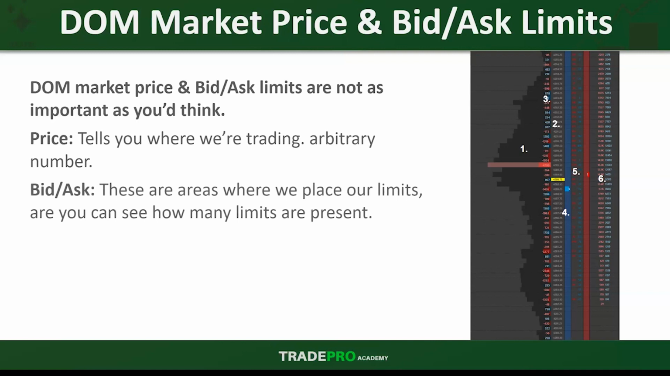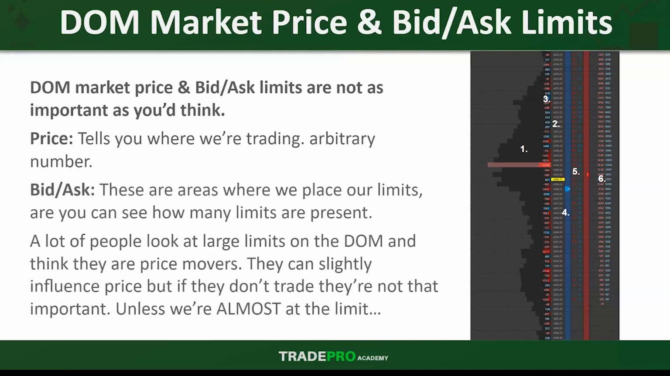The bid and ask areas are where we place our limits, and you can see how many limits are present in those areas. So a lot of people look at large limits on the DOM and they think that these are price movers. They can slightly influence price, but if they don't trade in that area, they're not that important, right? So unless we're almost at that limit. So for example, this might be a little confusing, but when you look at the limit side on the bid and the offer, and you have larger orders, a lot of people might be thinking, oh, those are liquidity magnets, right? Well, they don't trade at market, so they don't have a direct influence on how the market price moves.